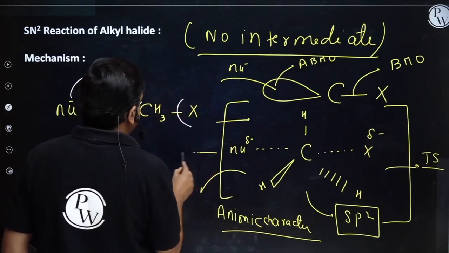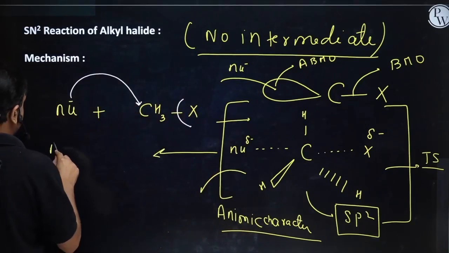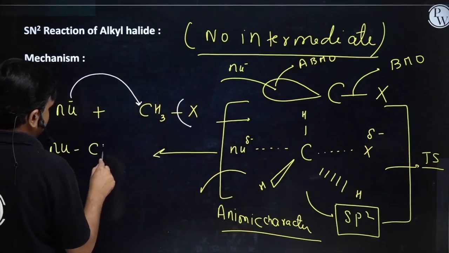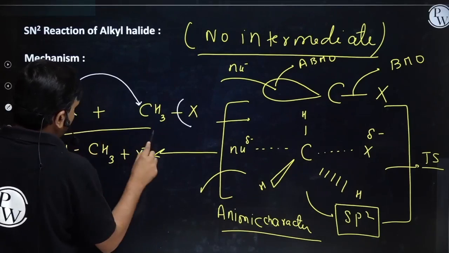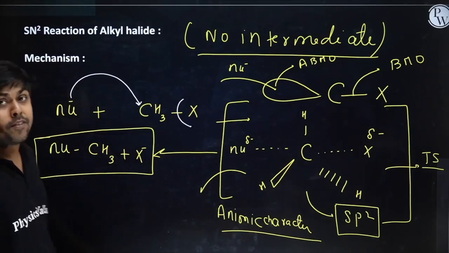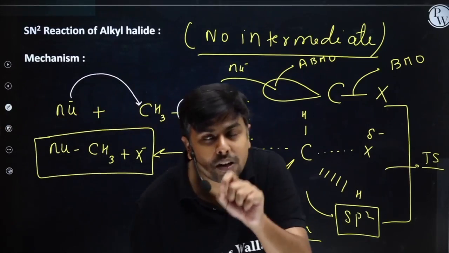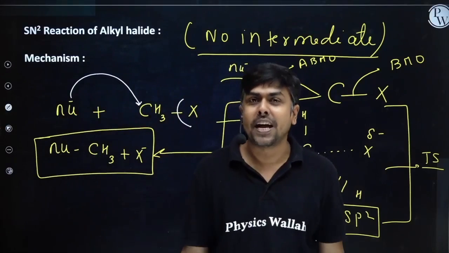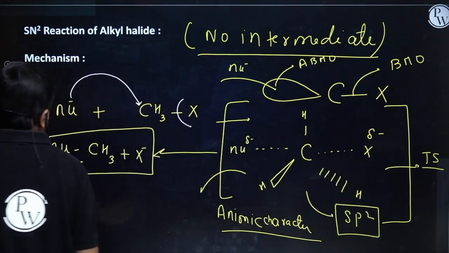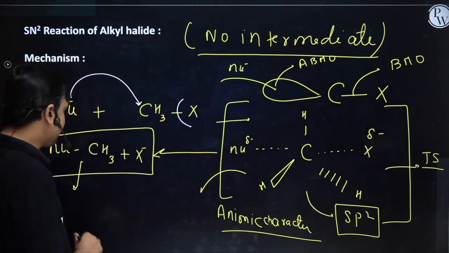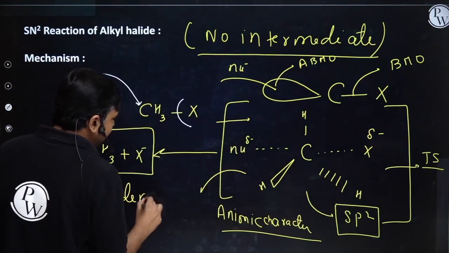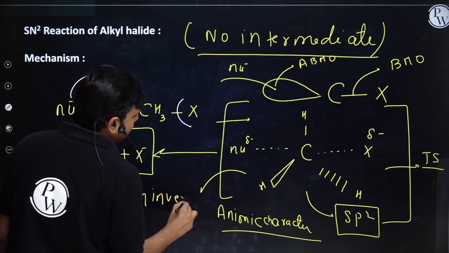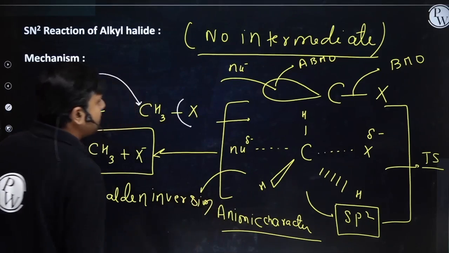And finally, my product will be like this: Nu-CH3 plus X minus. So students, if I talk about the stereochemistry of this SN2 reaction, we will have complete inversion, and this inversion is referred to as Walden inversion. Am I clear? Let's move ahead.